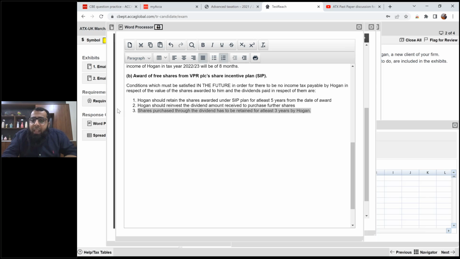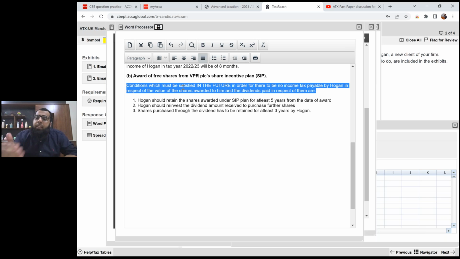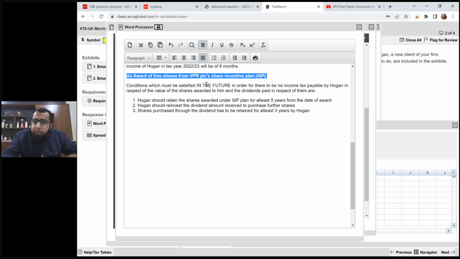Now, one student has asked, is copying and pasting things from the question right, or is it not permitted? It's completely permitted. It's completely acceptable. You can copy and paste things. Like I paste the requirement and the sentences from the question so that my explanation gets easy and things get easier for me.